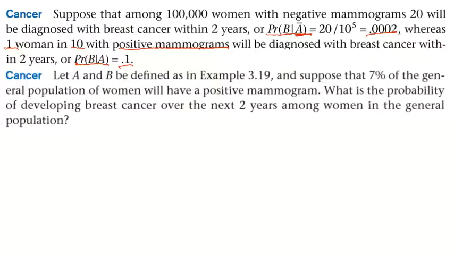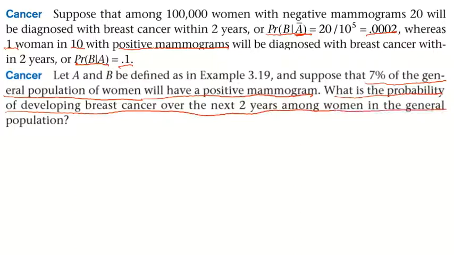And suppose that 7% of the general population of women will have a positive mammogram. The question now is, what is the probability of developing breast cancer over the next 2 years in this general population? Okay, in this general population. So, we are talking here about the unconditional probability of the general population. So that's the P(B) of the general population.